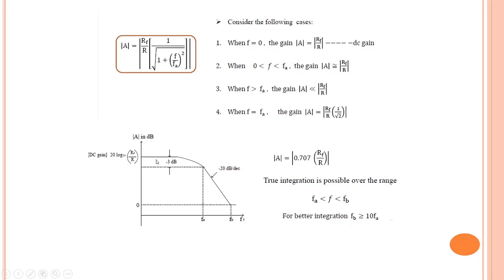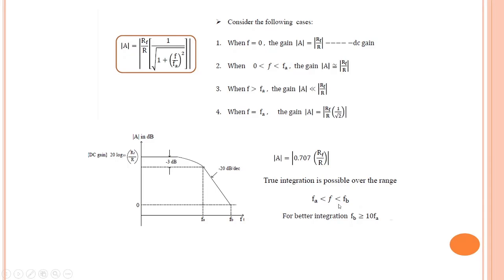At very high frequencies, the square bracket term will become 1 divided by f upon fa only. So the gain will be linearly falling with the frequency. At a frequency of fa, the gain will be falling by 3 decibels. It will become 1 upon root 2 times RF divided by R. And at a frequency of fb, we know the gain will become equal to 1, so in decibels it will become equal to 0.